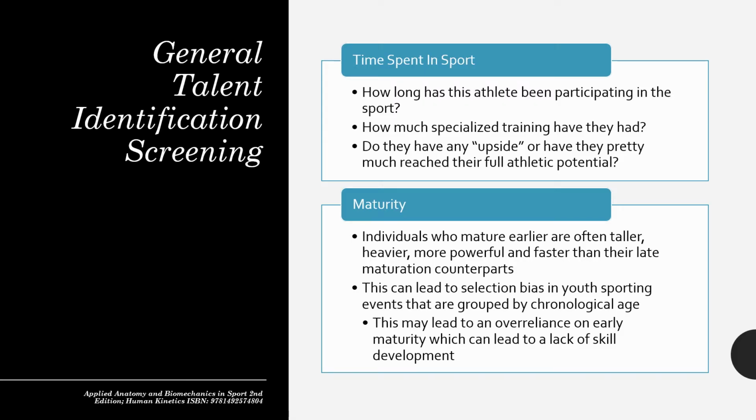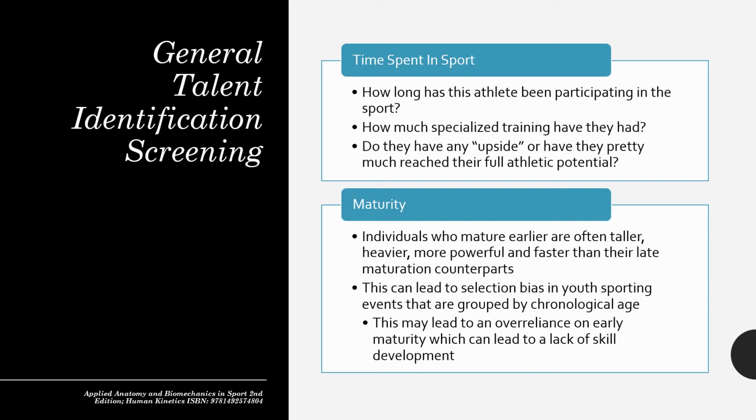The next consideration is time spent in the sport. So when you're getting an athlete to do a general talent identification screening on, first we need to ask how long has this athlete been participating in the sport and how much specialized training have they had. If they're already a very talented athlete and they've had very little training, that means they have a lot of upside. They can get better. Or if you're screening somebody and they've been doing this for a very long time, they may have already reached their full athletic potential. So we need to kind of pay attention to this when we're going through our screening process.